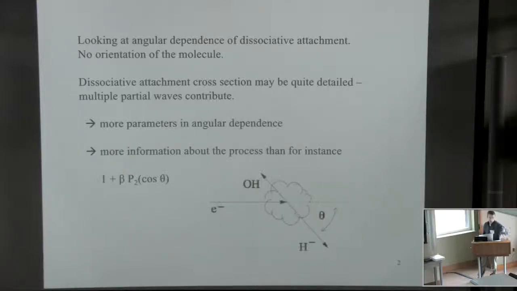And one thing to remember about the dissociative attachment angular distribution is that it can be more detailed than a photodissociation cross-section angular dependence. Photodissociation, you just have the one beta parameter, but hypothetically, a number of partial waves may contribute to a dissociative attachment angular dependence. So hypothetically, you can distinguish multiple dynamic effects. If you have two dynamic effects that both affect beta, you can't distinguish them. So the more parameters you have in your angular distribution, hypothetically, the more effects you can distinguish.